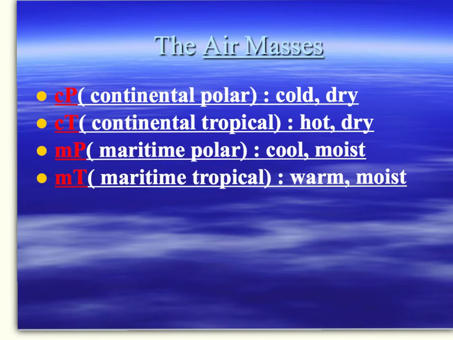If it forms over land, then it's considered continental, and it will be dry or lacking in moisture. If it forms over the water, then it's referred to as maritime, and it will be moist. The second part of the word tells you its temperature. So polar, we think cold. Tropical, we think warm or hot. So continental polar is cold and dry. Continental tropical is dry and hot. Maritime polar is moist and cold. Maritime tropical is moist and warm.